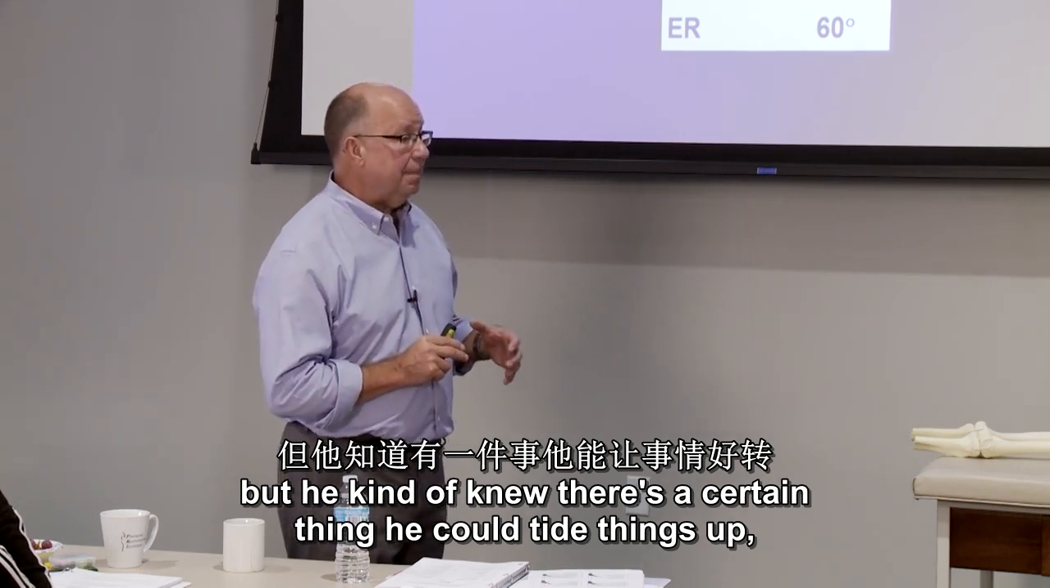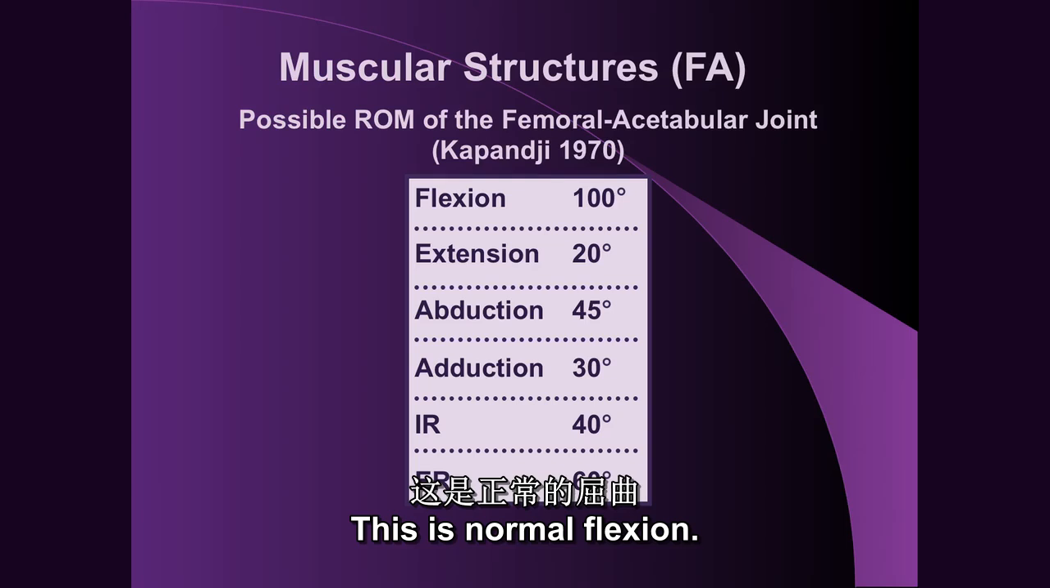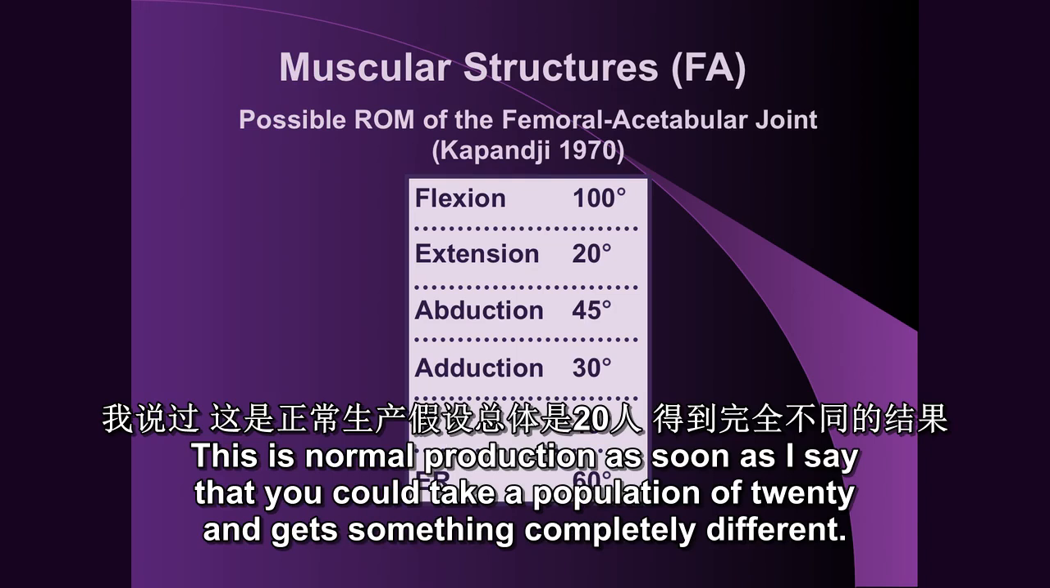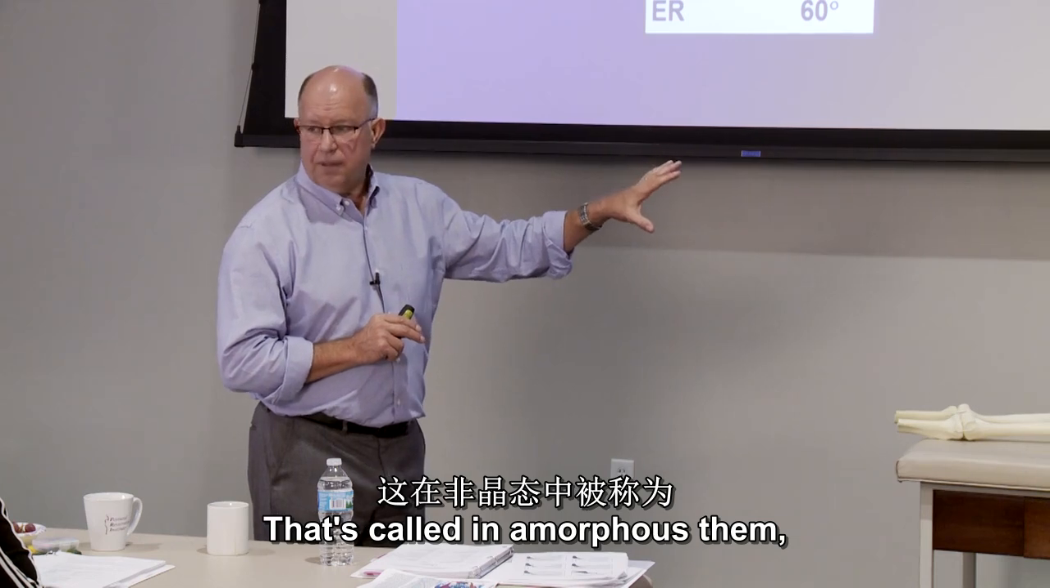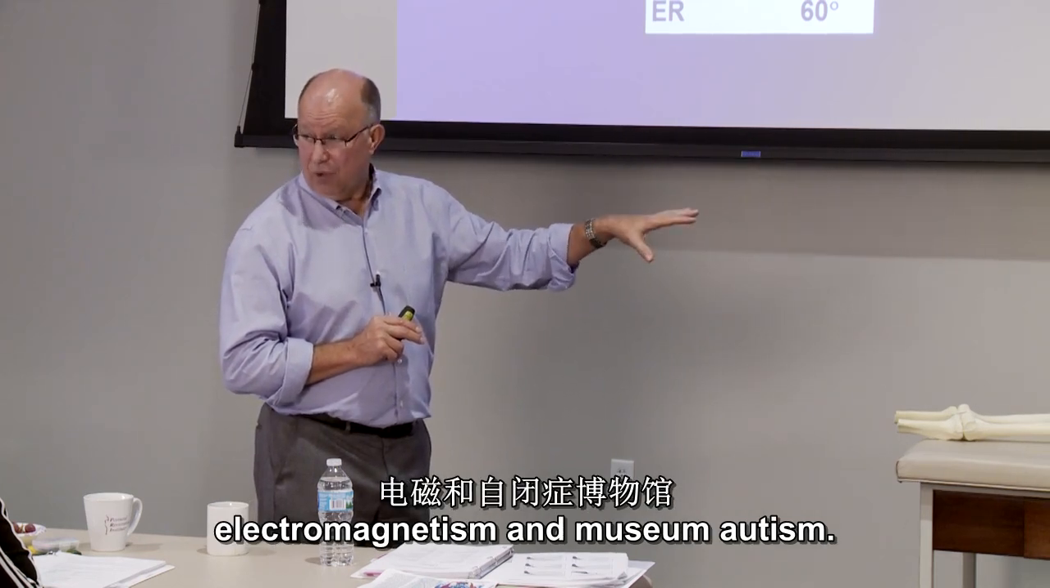He could tighten things up, but he says, this is normal flexion. This is normal extension. This is normal abduction. This is normal adduction. As soon as I say that, you can take a population of 20 and get something completely different. He also knows that. But it's called endomorphism, ectomorphism, and mesomorphism.